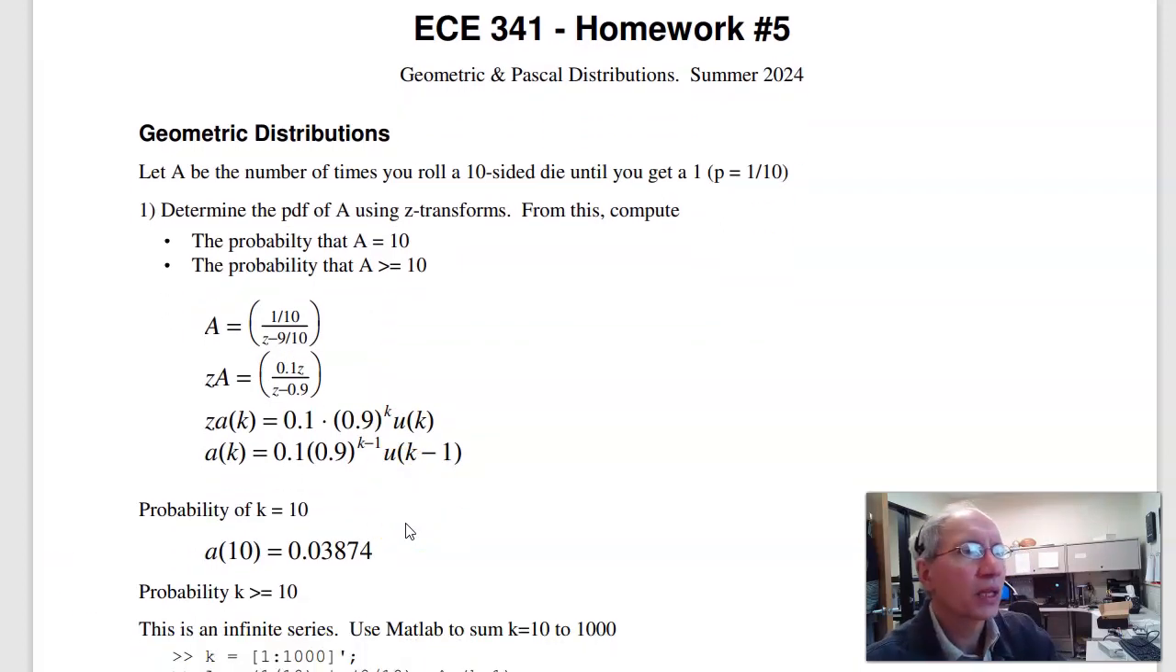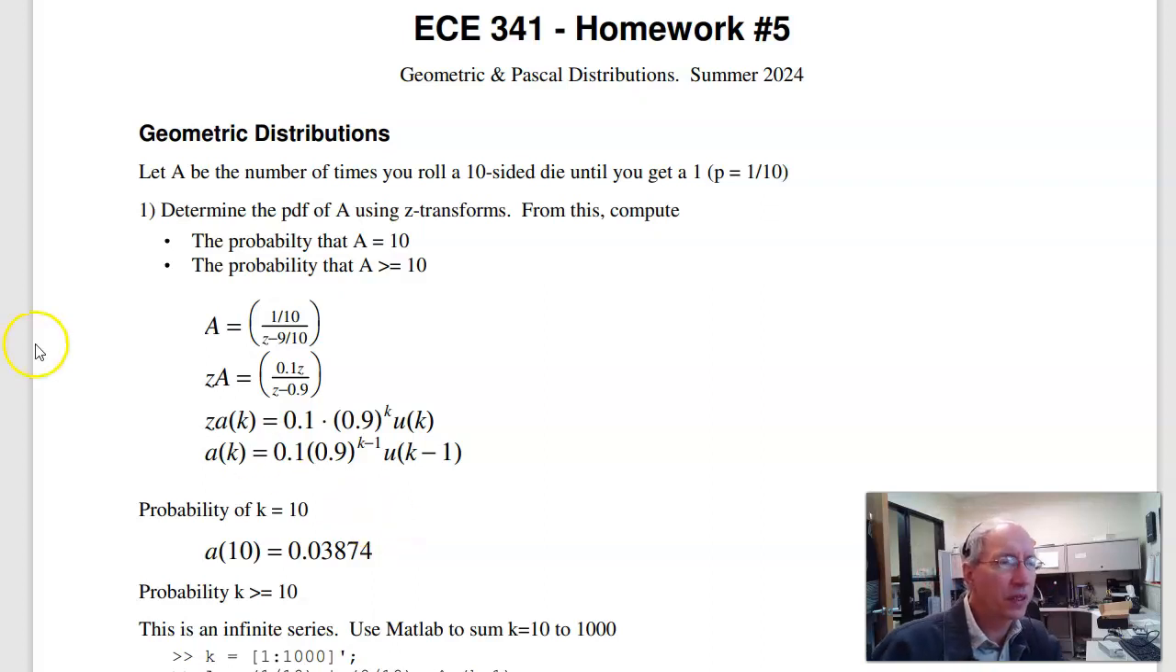Problem 1. Going to roll a 10-sided die until I get a 1. That's a geometric distribution. Problem 1 is find the PDF using z-transforms, and from the z-transforms, or from that solution, find the probability A is 10, and the probability A is at least 10.